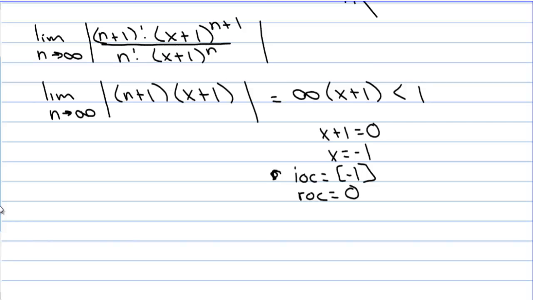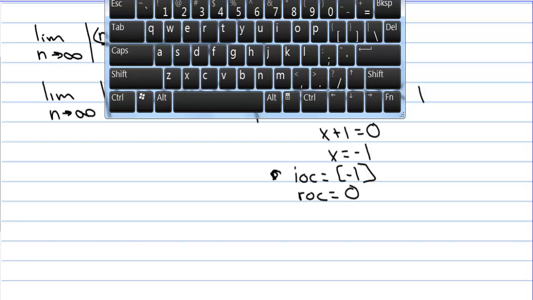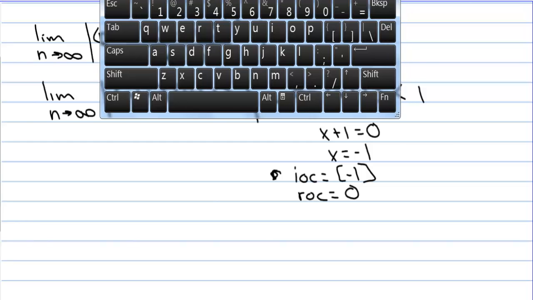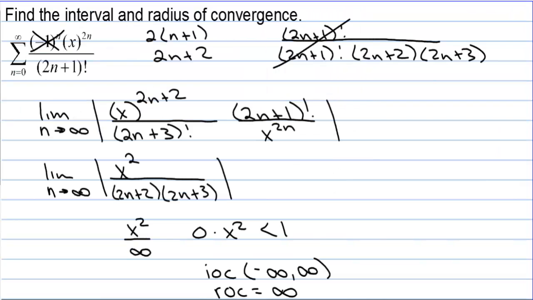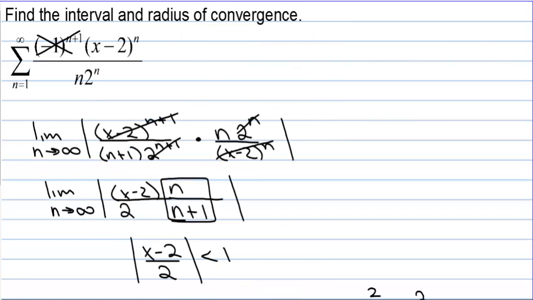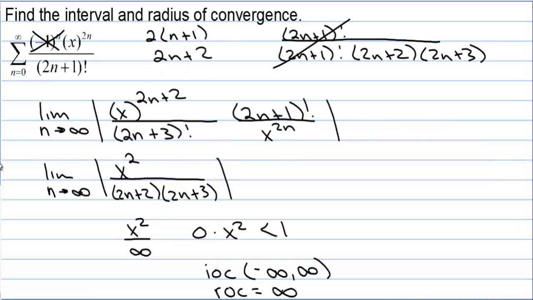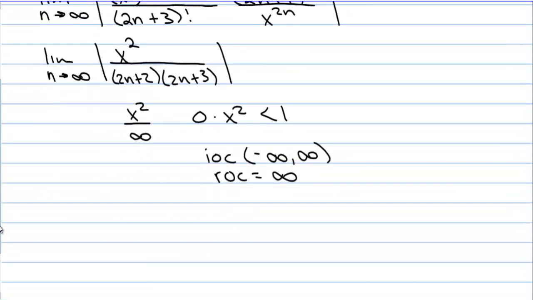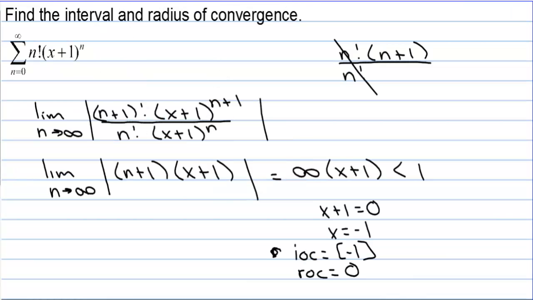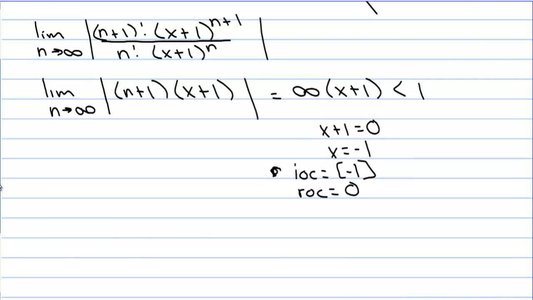So 3 scenarios today. 1 is you just get some nice numbers: 0 to 4, radius is 2. Scenario number 2, it'll always be less than 1, so then you have lots of infinities for answers. And then the last case that I've seen is you just get 1 value.